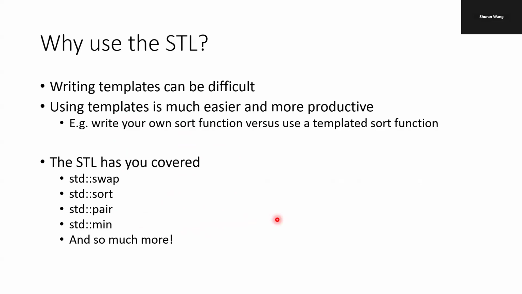As mentioned previously, writing templates can be difficult, and using templates is much easier and more productive because the templates written by other people are optimized and refined over the years. For example, if you write your own sort function versus using a templated sort function that's optimized by other people, it can be a very straightforward comparison. The STL has a lot of things that you can imagine covered, like swap, sort, pair, min, and so much more that you should be exploring by yourself.